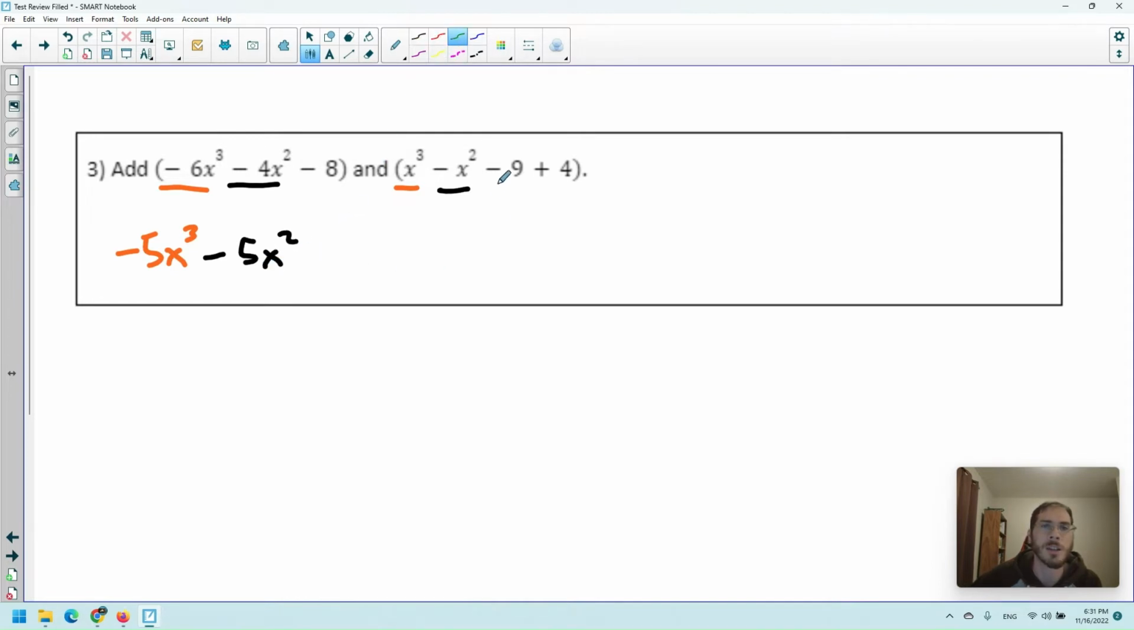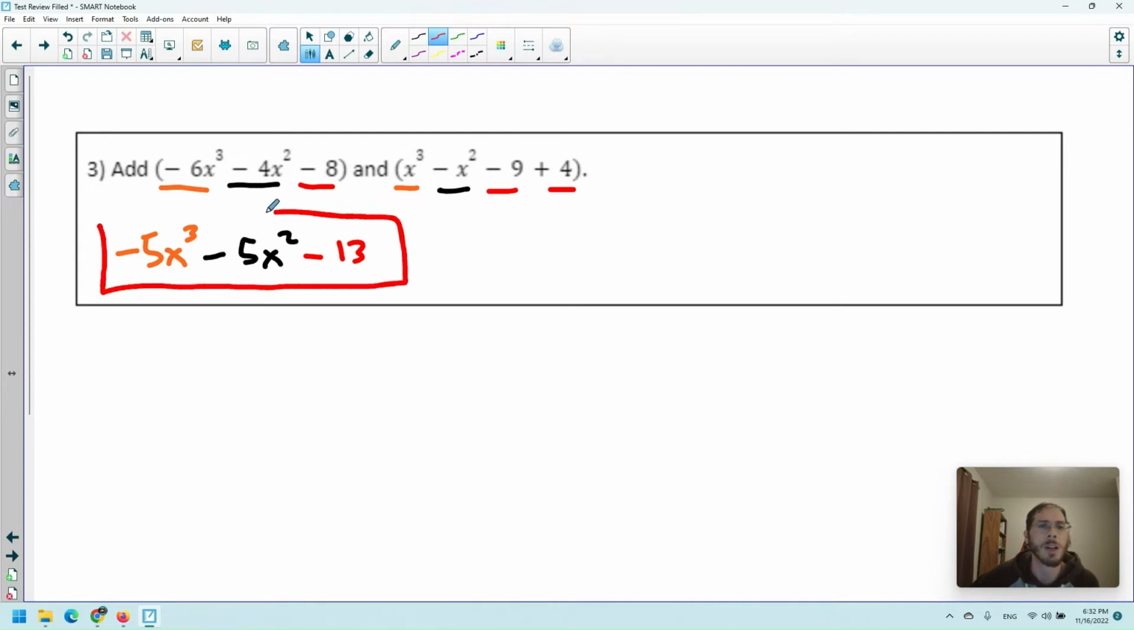I should have x's next. I don't see any x's. Probably should have been a typo there, but we'll just consider it to be no x's. We'll do it as is. Our pure numbers, we've got negative 8, negative 9, and 4. So that's negative 17 plus 4 is negative 13. And that's our answer. So we've combined all of our like terms. We've added them up. So that's what we wanted to do.